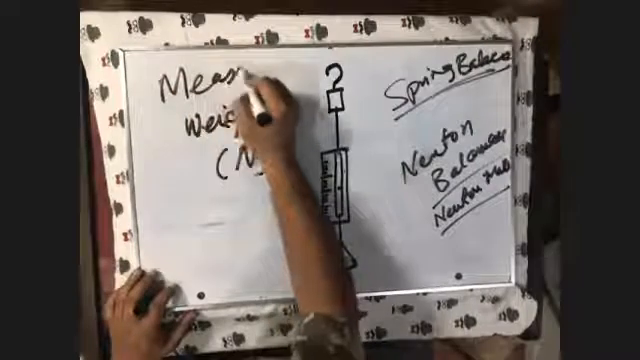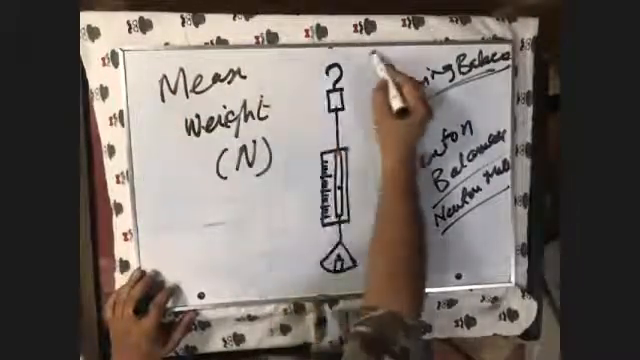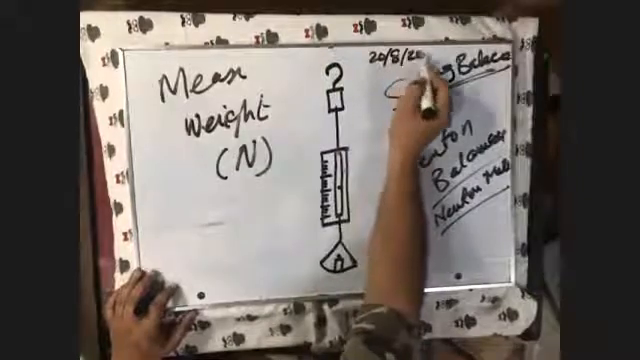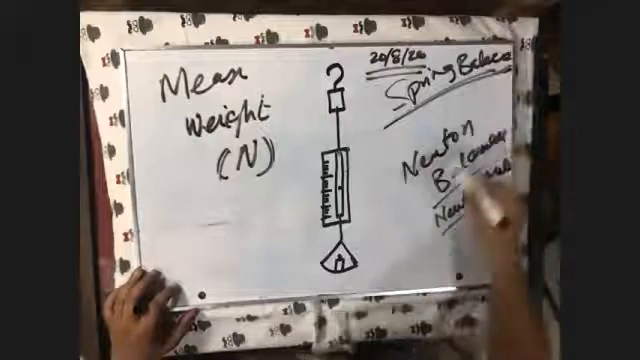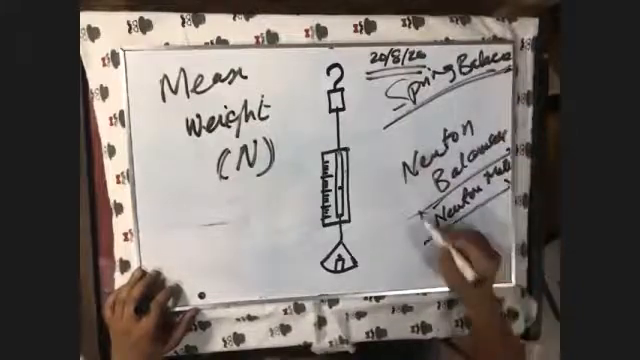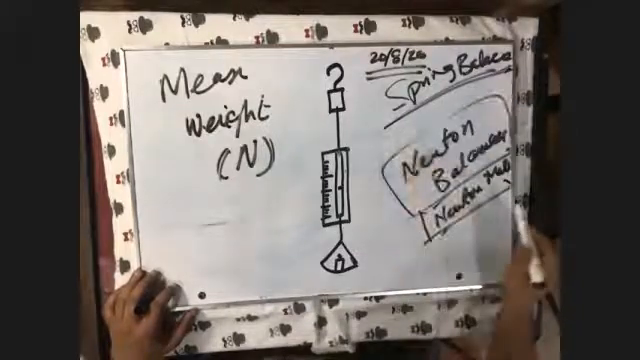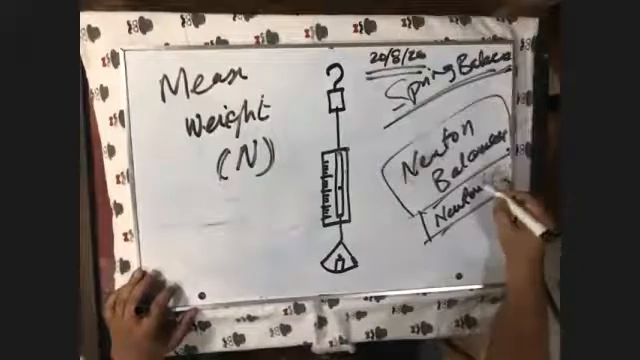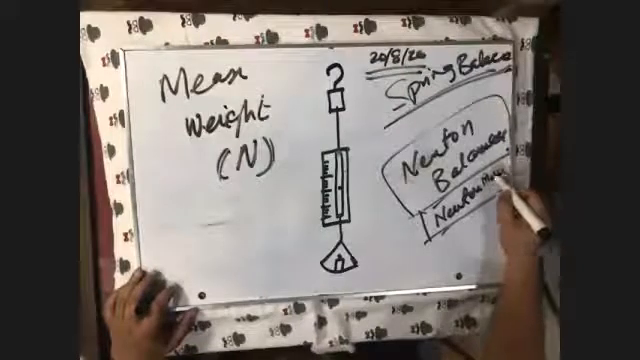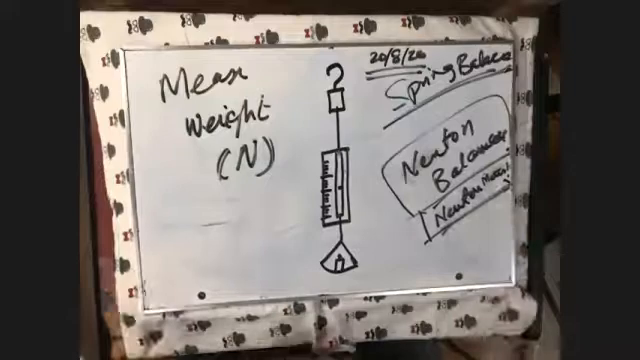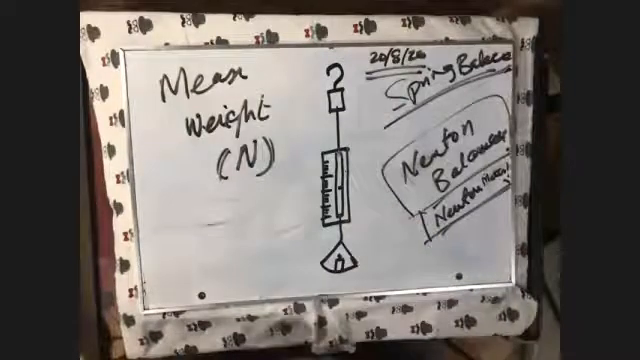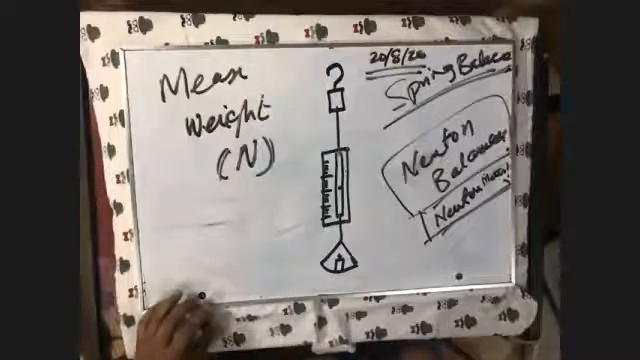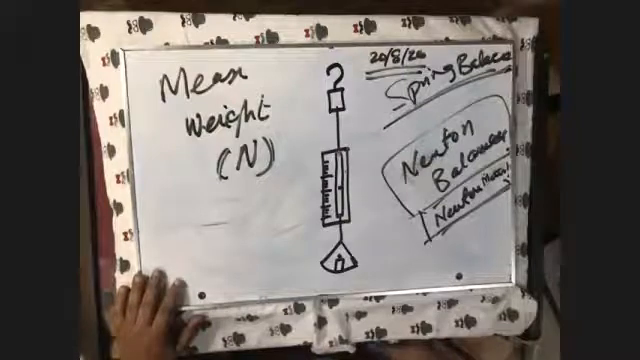Measures weight. It's called a spring balance, a Newton balance, or a Newton meter. Okay, the spring balance is lying upstairs, bring it. I'll show it to you live right now so you can see it. Copy this. You got 20 seconds to copy this.